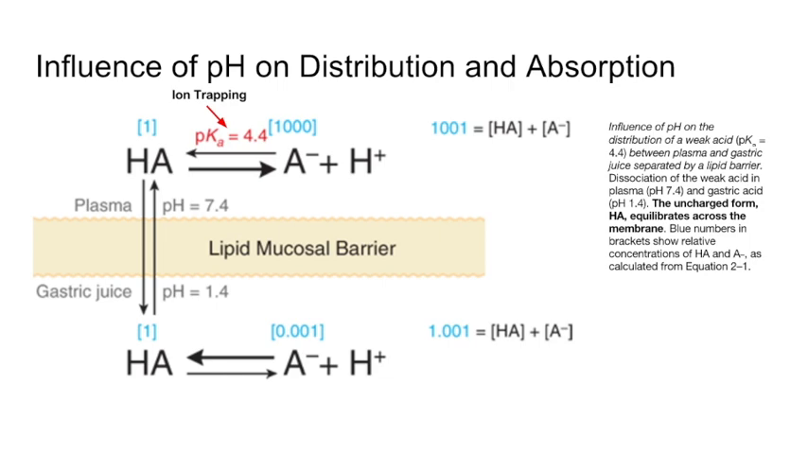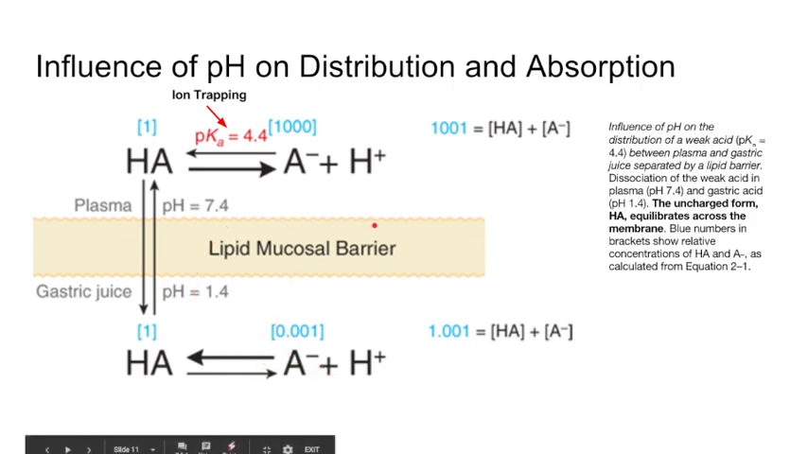And then, to introduce another concept that could be tested as well, there is something called ion trapping. So now that you're in the plasma, your pH has jumped up to 7.4. Remember, our pKa is 4.4. Therefore, our pKa is below our pH. We have an acid that is in a more basic environment. Therefore, more of it is going to dissociate, so it's trapped in the plasma. And that's this concept of ion trapping.